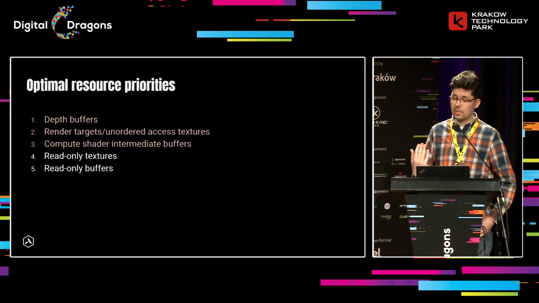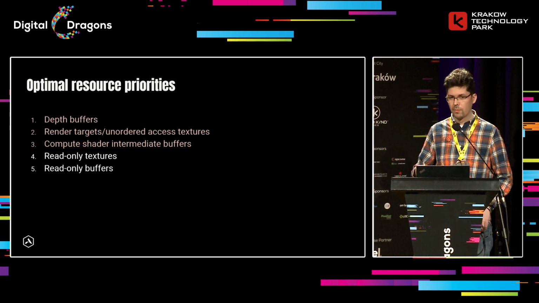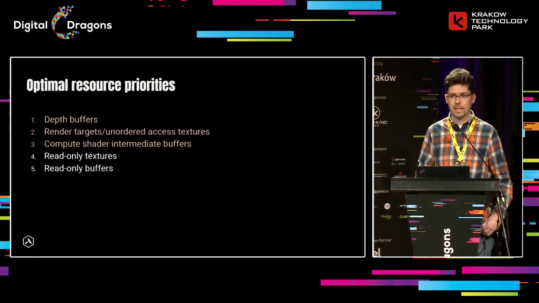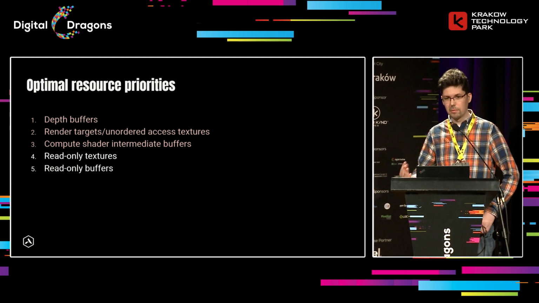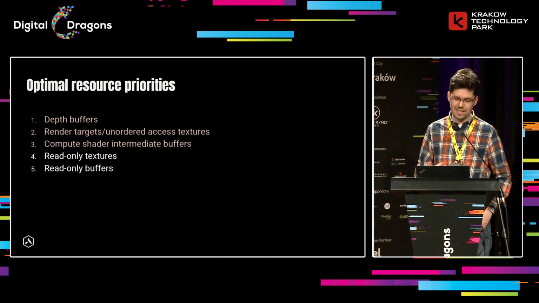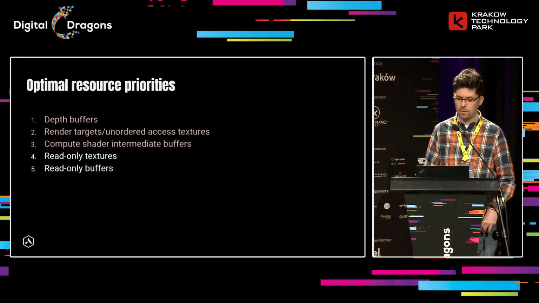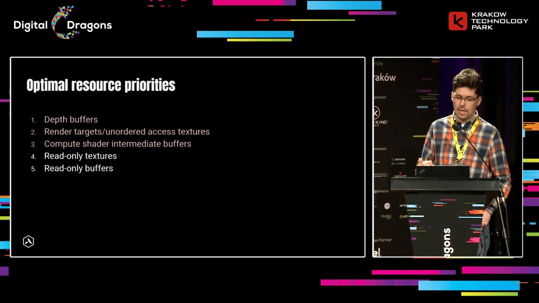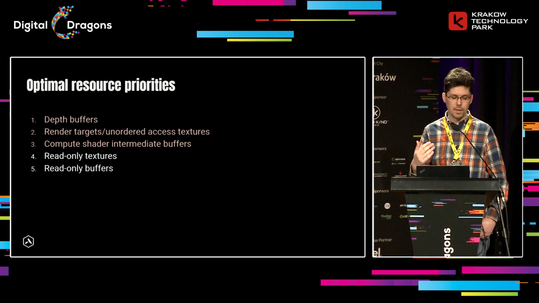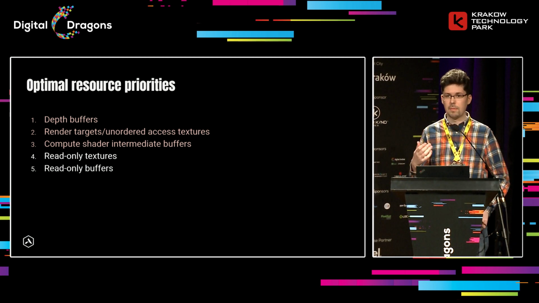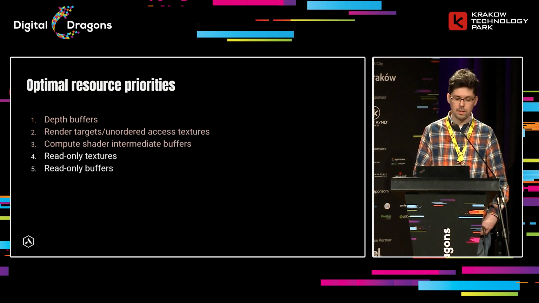Secondly, just render targets in general are almost as important. In some cases, your access pattern can be a little bit better. If you're, for example, doing post-processing and things like that, then you're only reading each area once at least. But it's still really, really bad if they end up in RAM for performance. Then we would also like to keep our compute shader intermediate buffers if we can in memory. So this is just anything where we're reading and writing to a buffer from a compute shader.